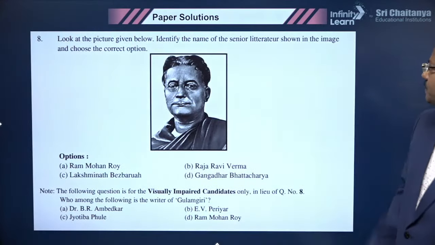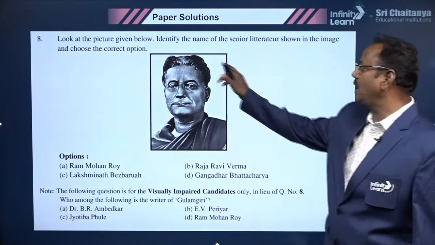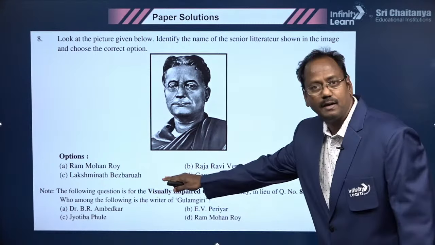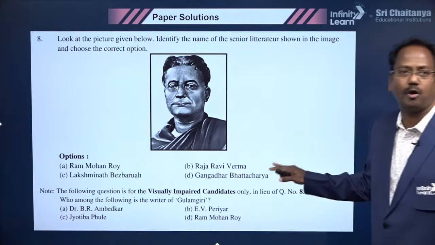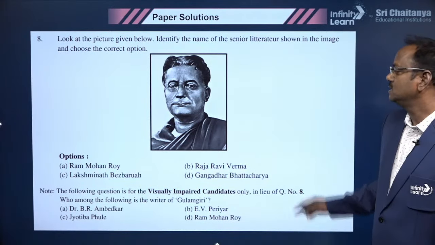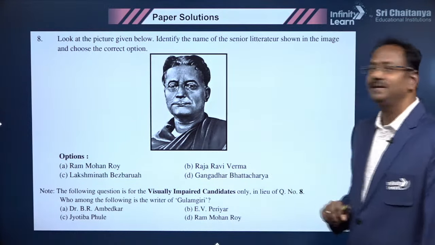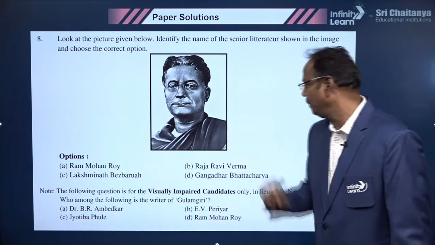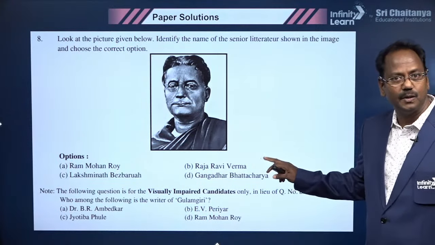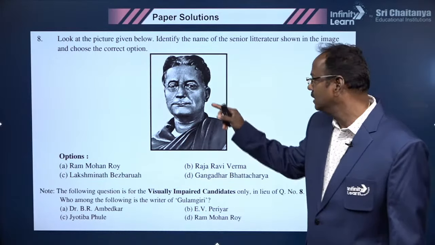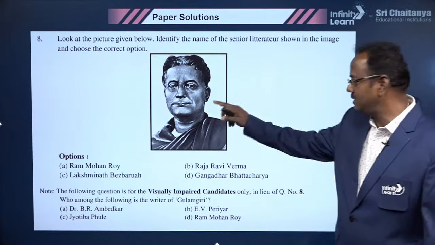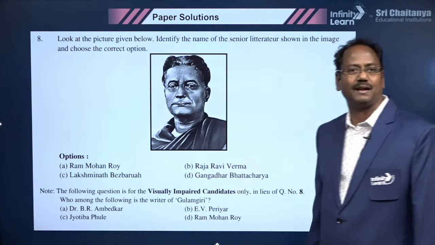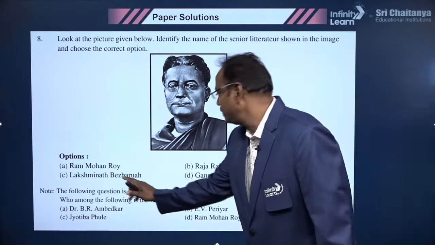The next question. So this is a picture. We have to identify the picture from the four options. Which is the right answer? The first one is Raja Ram Mohan Rai. Can you relate Raja Ram Mohan Rai with this picture? No. And Raja Ravi Verma was a most famously known painter. So you cannot, right? And Gangadhar Bhattacharya also is not. And then the right answer is Lakshminath.